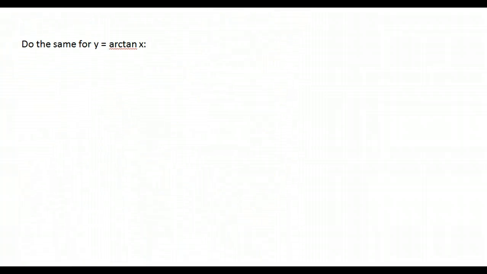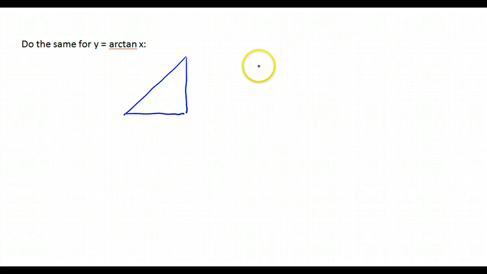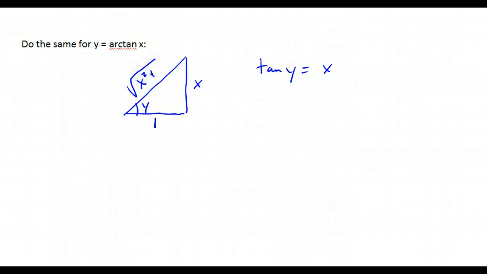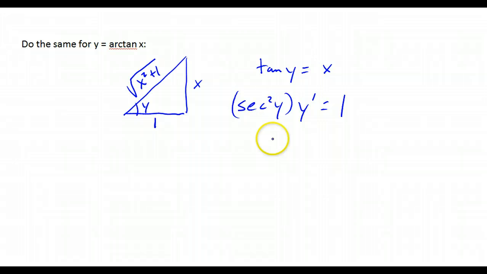Now let's do the same thing for arctan of x. So that means that if y equals arctan of x, then the tangent of angle y equals x. So here's angle y. The opposite side is x. The adjacent side is 1, which makes the hypotenuse the square root of x squared plus 1. Okay, so we take the derivative of this now, and the derivative of tangent is secant squared. We're going to multiply that by y prime. The derivative of x is 1.